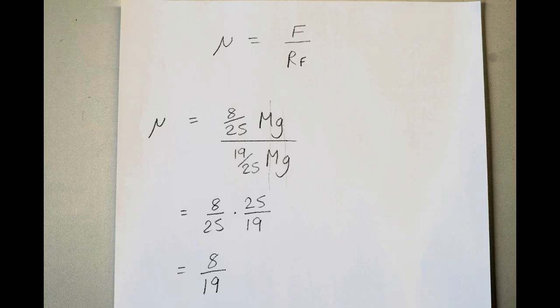We now can substitute these calculated values into our equation mu equals F over Rf. And if we then simplify, we find out that mu is 8/19. So here's what the mark scheme says on the subject, and I hope this has helped you with this question.